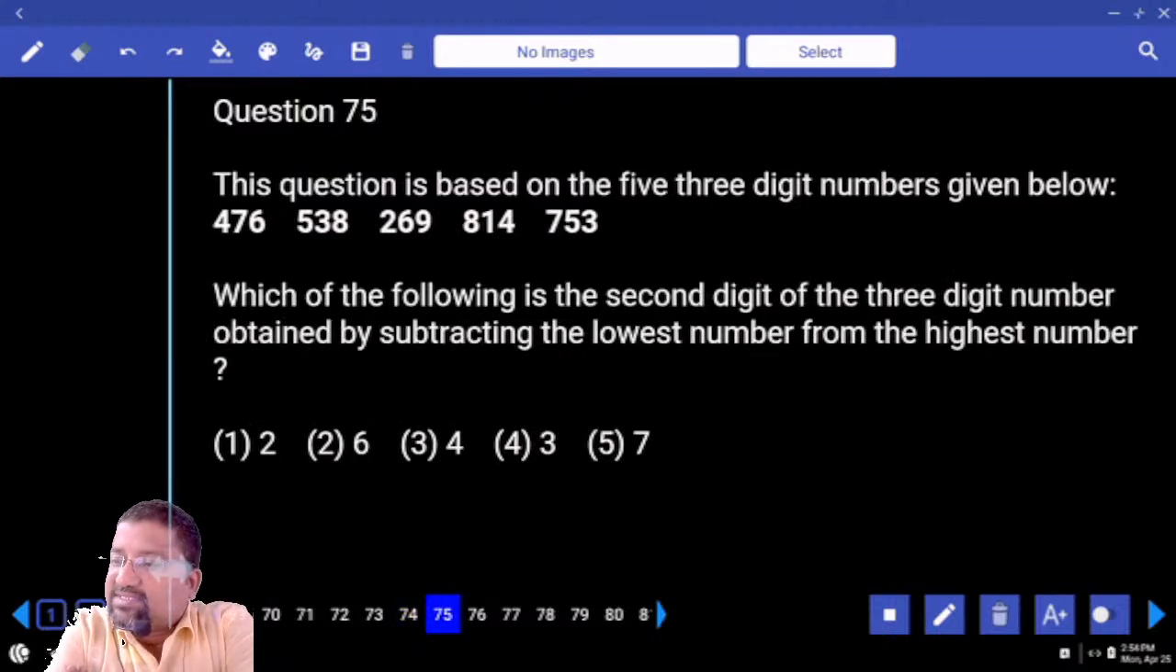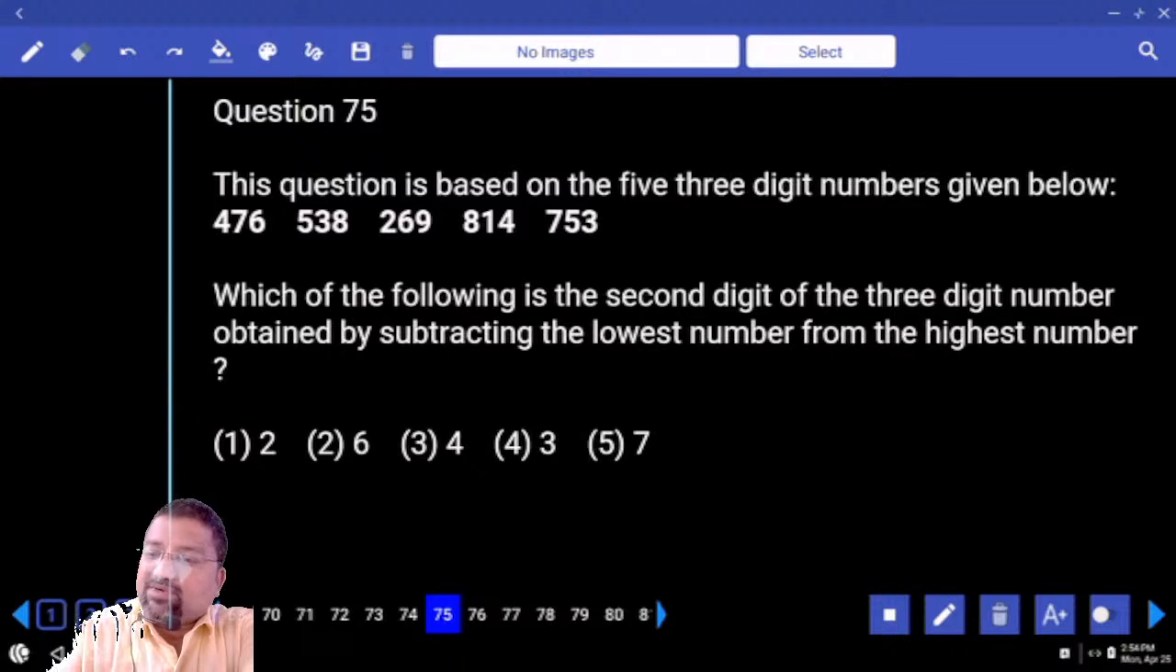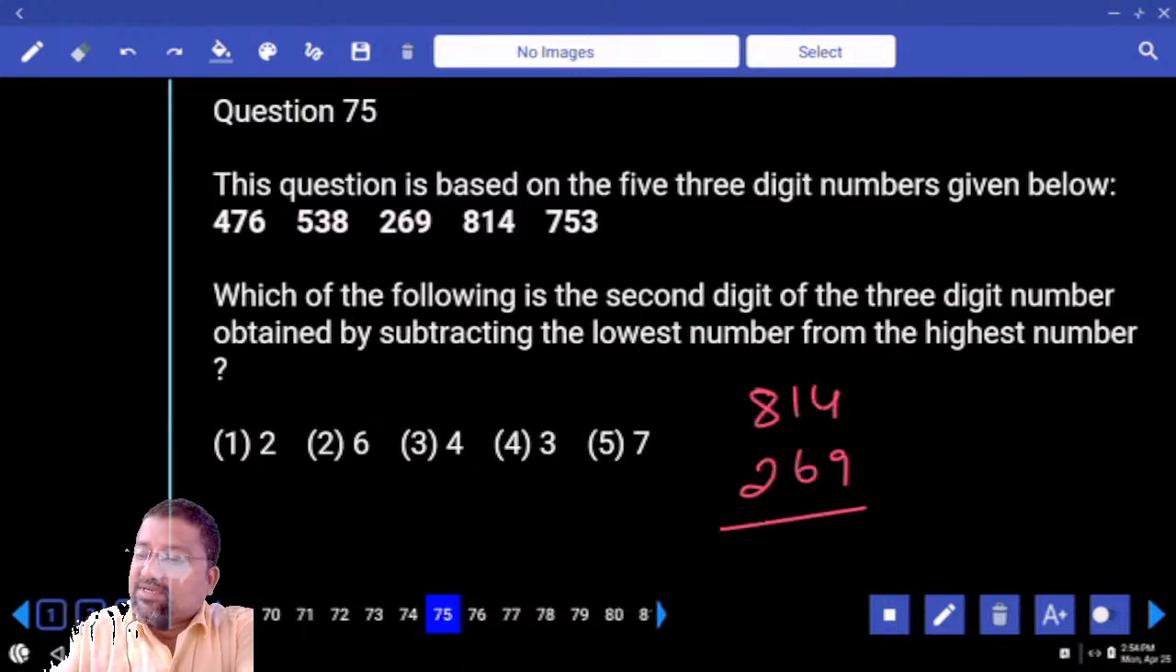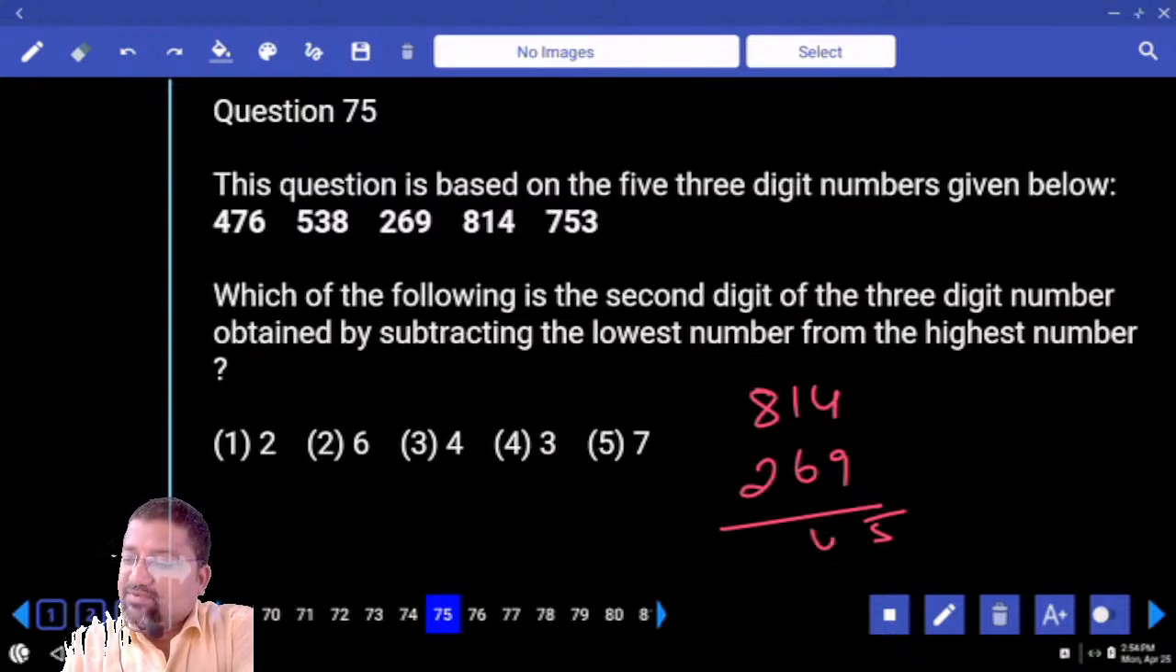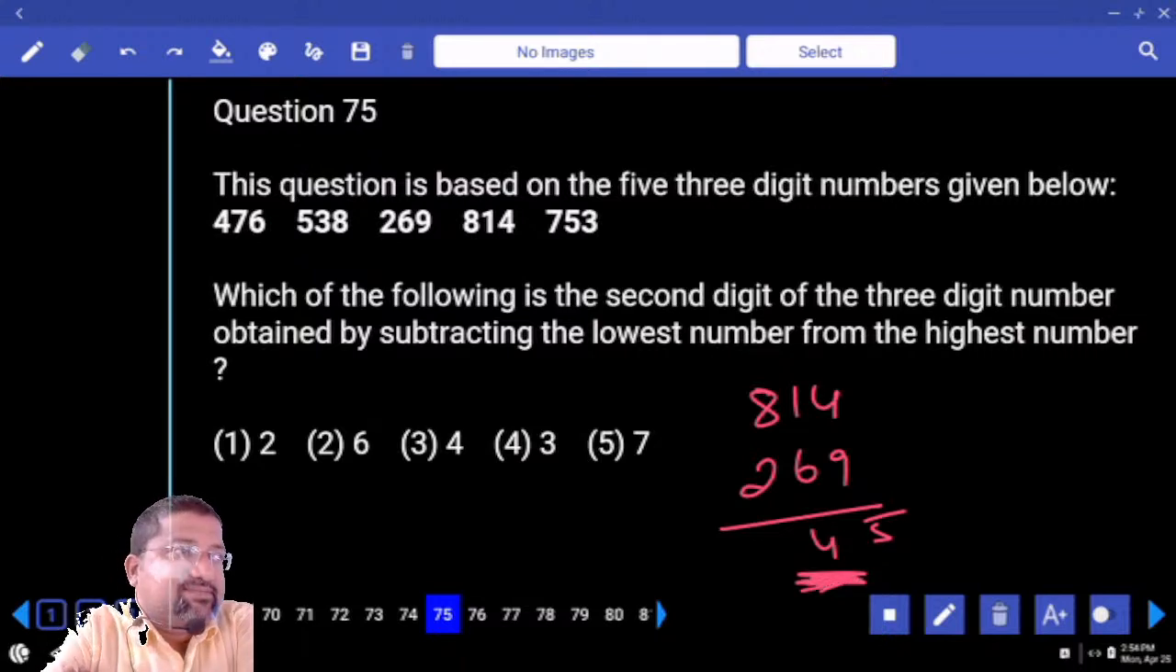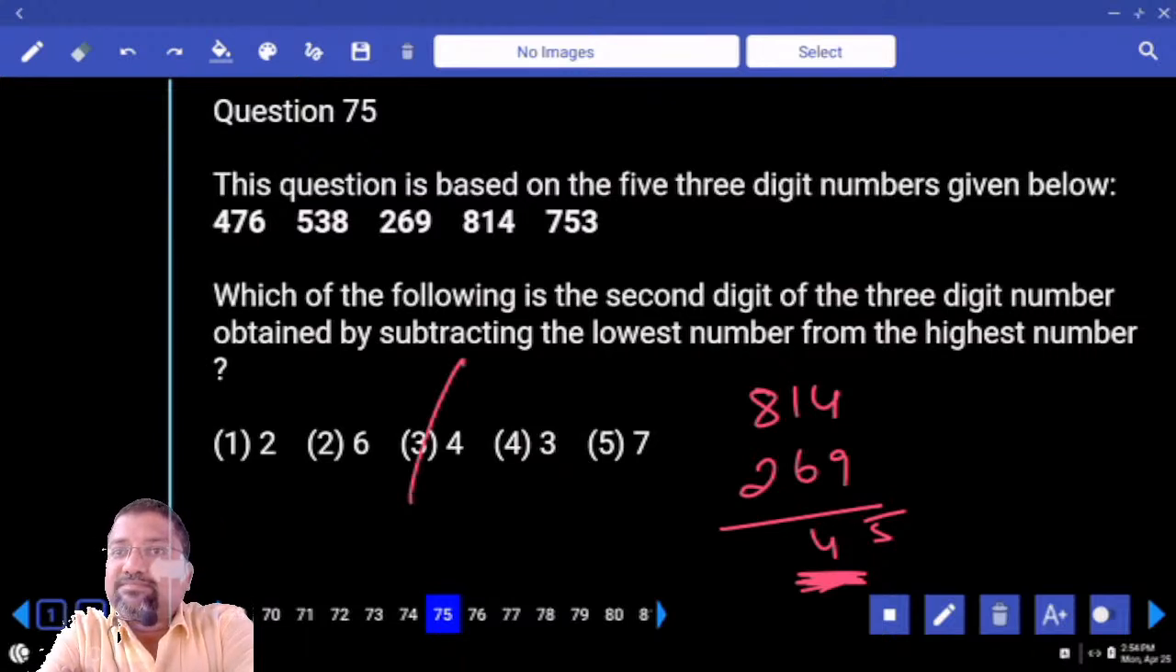Which of the following is the second digit of the 3-digit number obtained by subtracting the lowest number from the highest number? What is the highest number? 814. Lowest number? 269. So, come on, what's the answer? This becomes 5. Since 1 is borrowed, this becomes 4. My concentration is on the second digit, right? Tell me. Done? Yes or no?